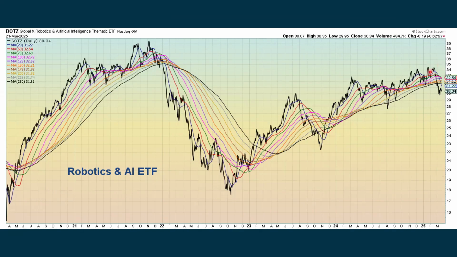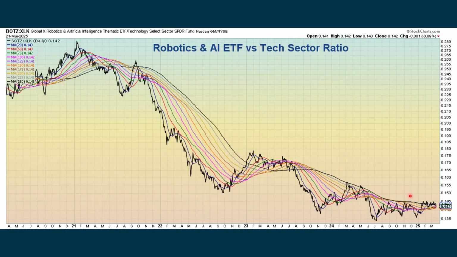And the robotics and AI ETF is underneath the rainbow. I've been playing a lot with Grok lately. I think it's great. It's connected to Twitter or X. For what I need it for, it is just so awesome. I really like it. But you look at this ETF underneath the rainbow, and when you compare it to the tech sector, it's just kind of going sideways. That's because the tech sector has been under pressure too.